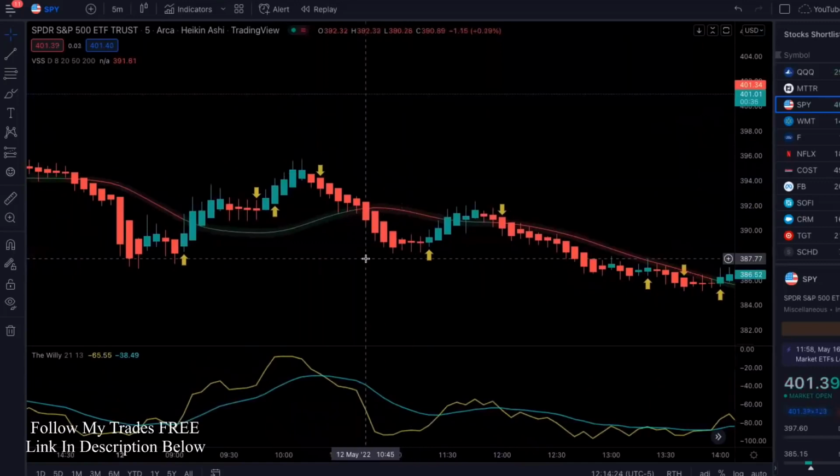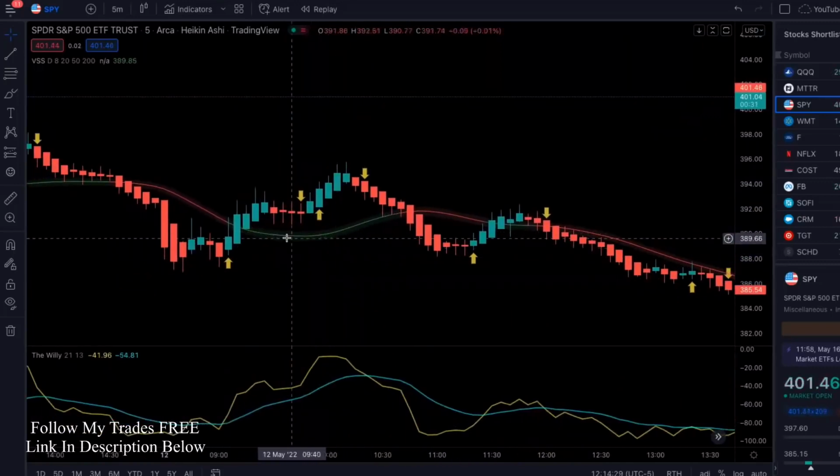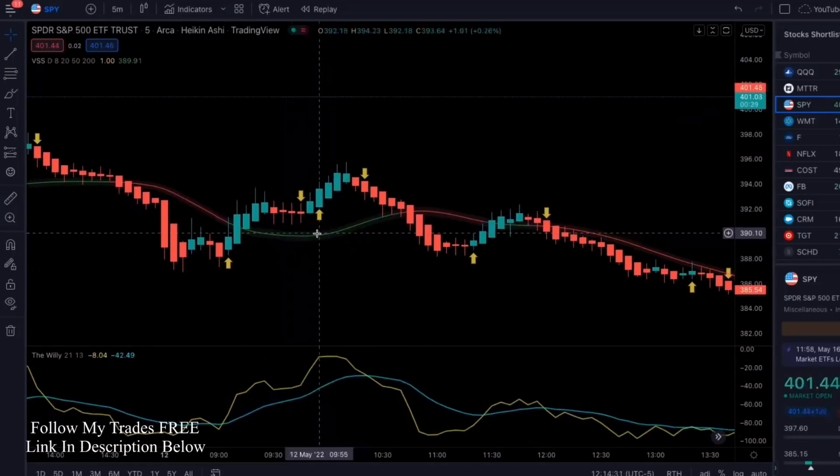So here's a great opportunity, right? It's starting to trend up from being down. You get your buy signal right here. The yellow line is above the blue line. This would have been a great little scalp.